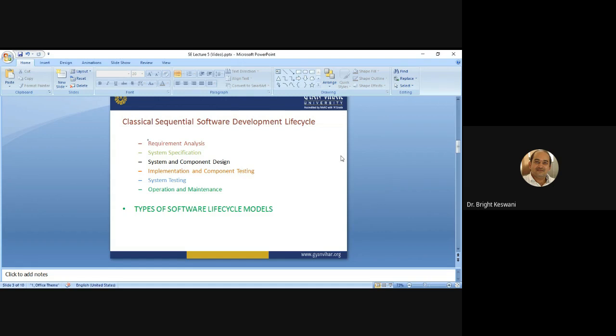Okay, so these are the activities we had discussed: requirement analysis, system specification, system and component designing, implementation and component testing, and unit testing. These all are the SDLC, classical sequential software development lifecycle phases. The last phase of this classical sequential software development lifecycle is operation and maintenance, which is a very important phase of the software development lifecycle, because as we know, software does not wear out, so after development it will go under the maintenance.